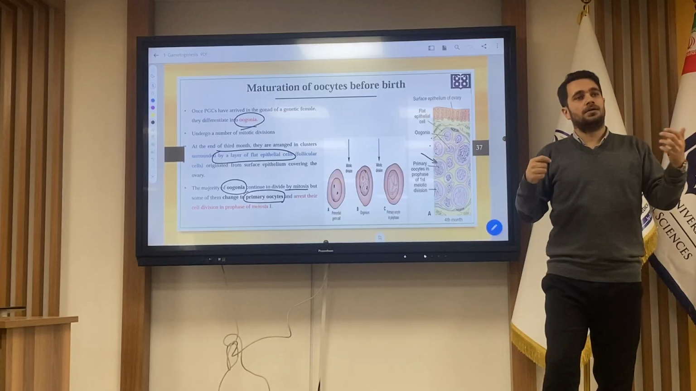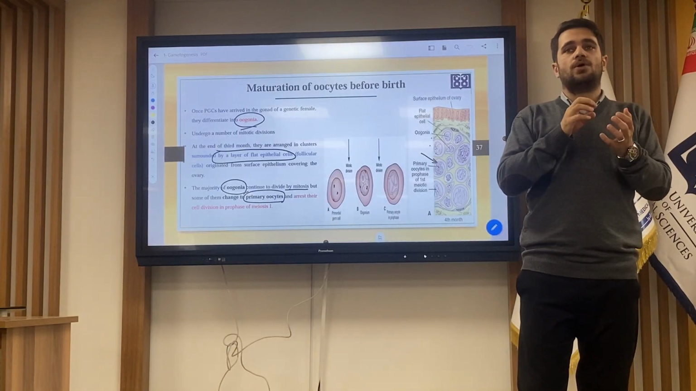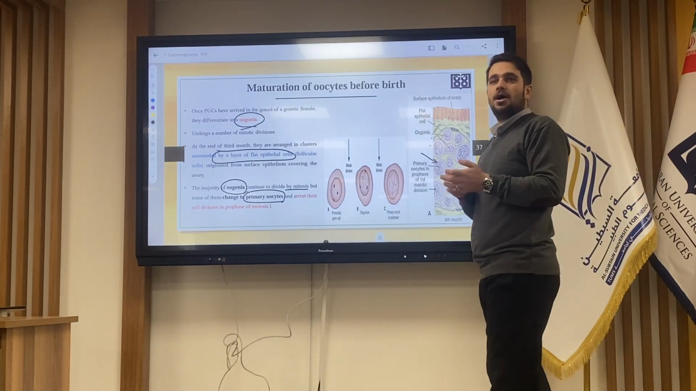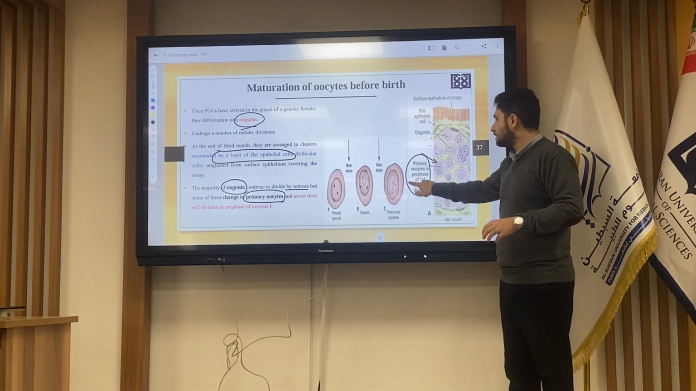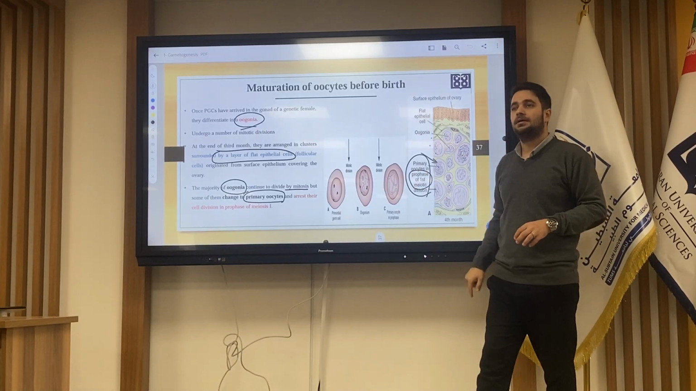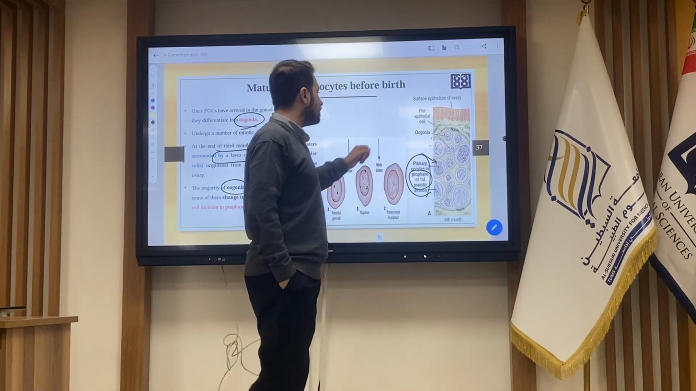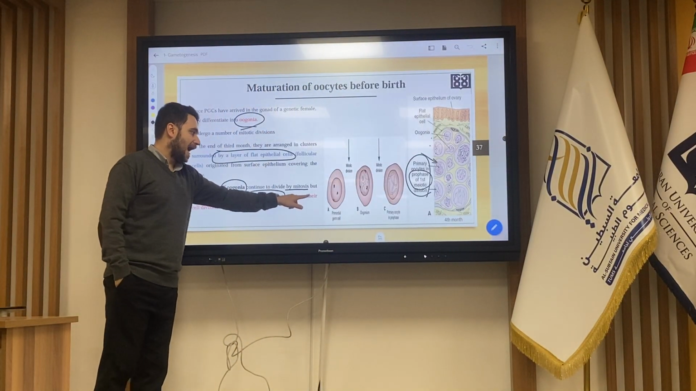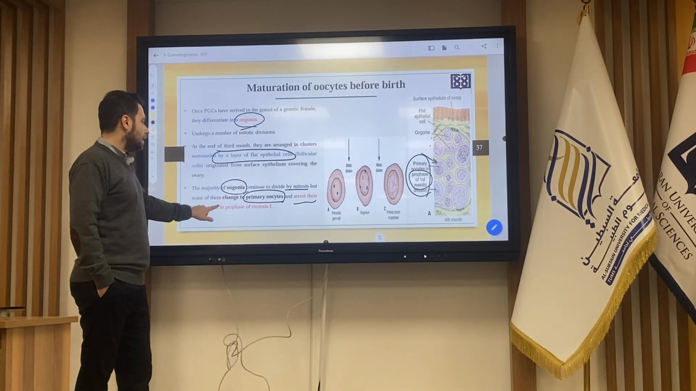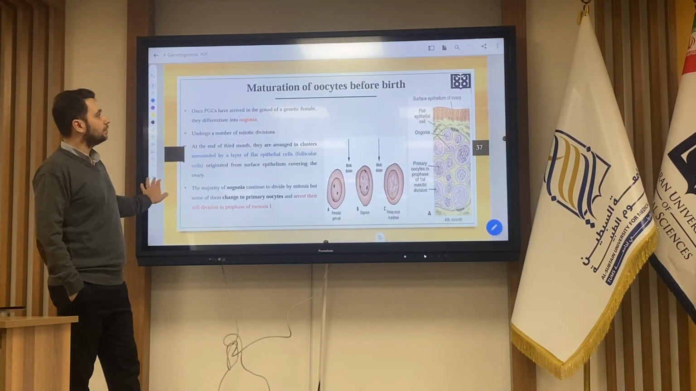Before the child comes to the world, they are arresting or stopping here, at the prophase of meiosis 1. They are arresting or stopping at the prophase of meiosis 1. You are seeing the primary oocyte arrest or stop in the prophase of meiosis number 1.